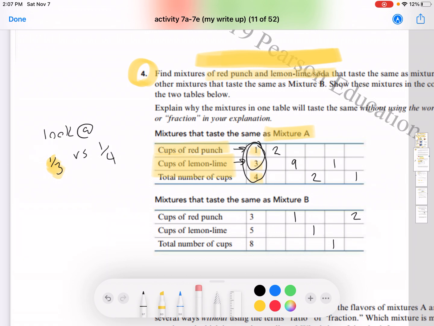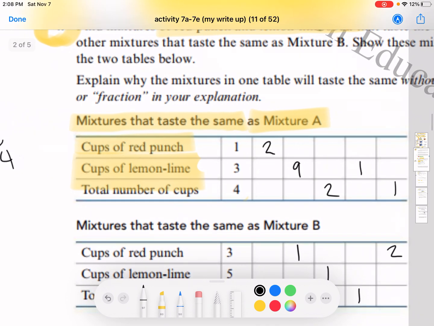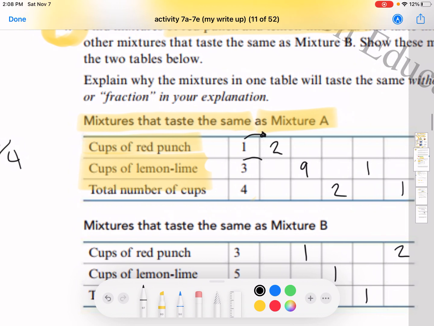All right. Now this says we want to come up with mixtures that taste the same. So the proportion of red punch to lemon lime soda needs to be the same. So we want the flavors to be the same. We don't want it more juicy or more soda-y. And so the easiest way to do it as a start is, if I wanted to double the red punch, turn my 1 cup into 2 cups, well then I would double this and make this a 6. And if I have 2 cups and 6 cups, you put those together and that would double the total cups to 8 cups.